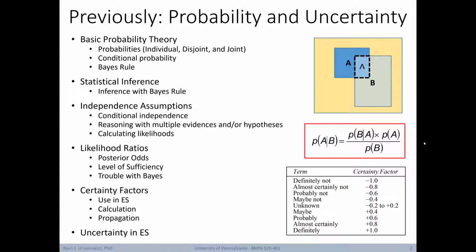In our last lecture, we covered the topics of probability and uncertainty. We began with basic probability theory, then discussed statistical inference, followed by independence assumptions, then likelihood ratios, certainty factors, and gave you an initial look at uncertainty in expert systems.